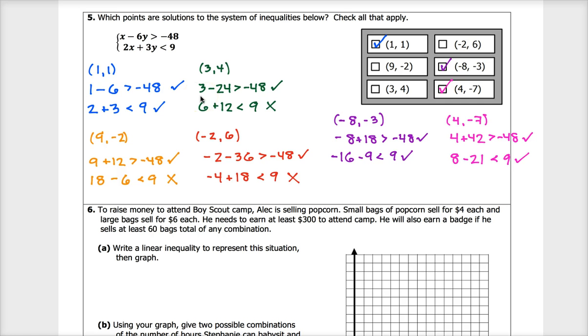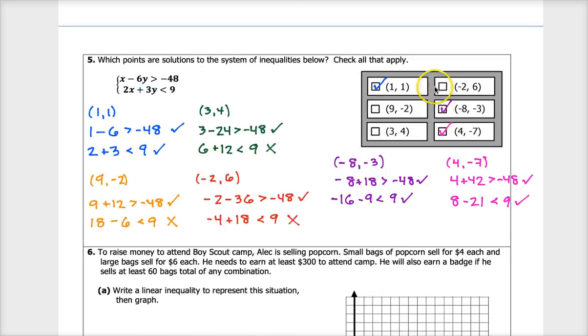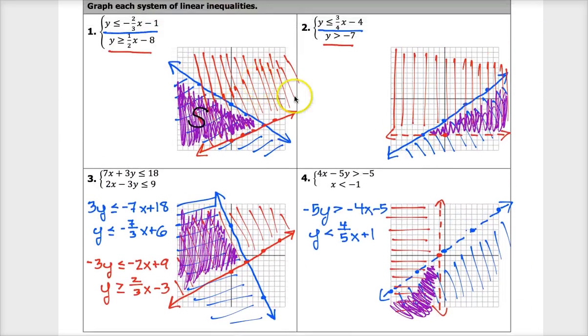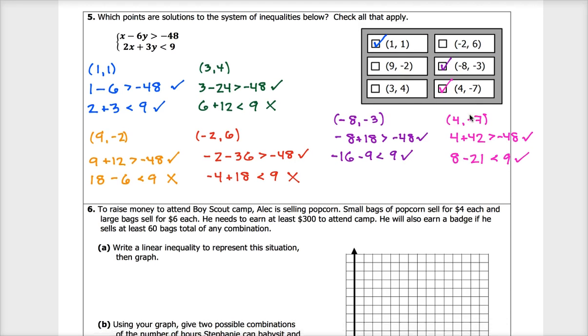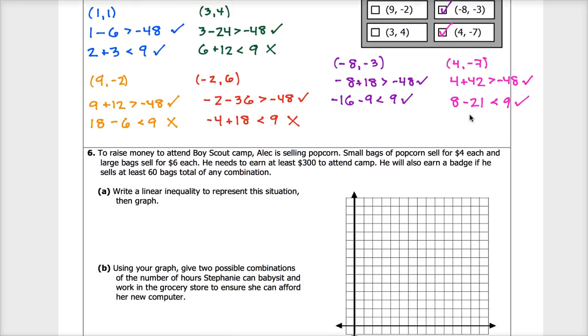Another way you could have done this is you could have just graphed this system on graph paper, had you had it, and then found the shaded region, and then any of these points that did not lie in the crossover region, like the regions in purple that we did in examples 1 through 4, would not be solutions. So if you had done that correctly, the only points from this list that would have been in that region would have been (1, 1), (-8, -3), and (4, -7). Okay, so that's another way you can determine what points are solutions of a system.